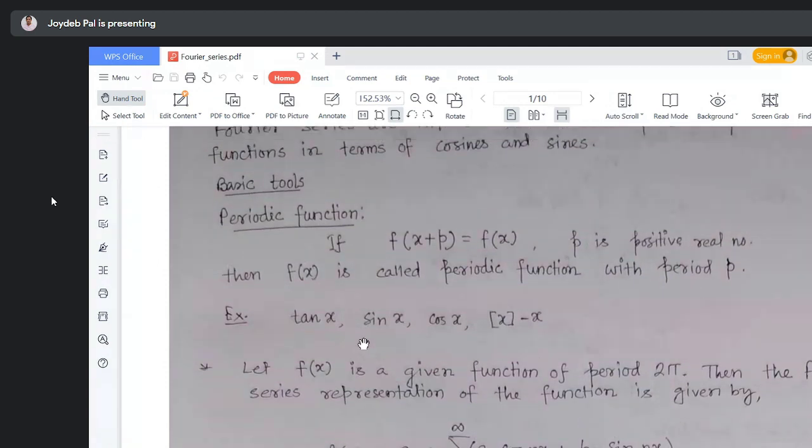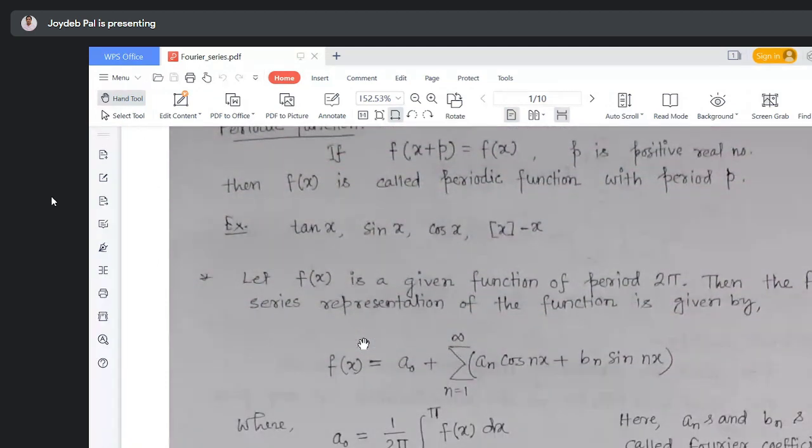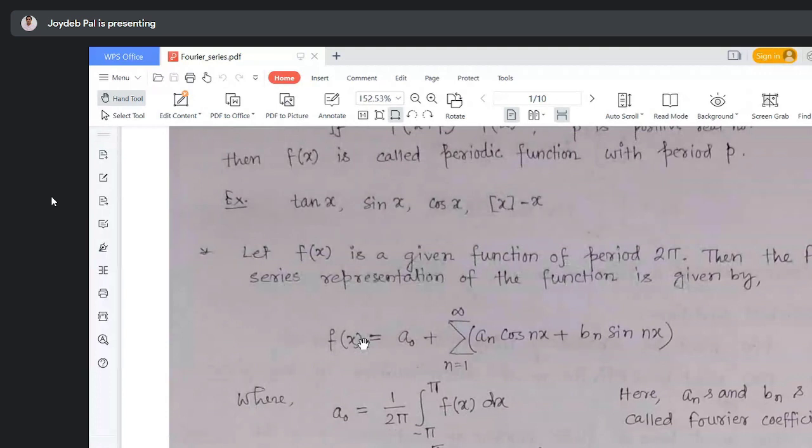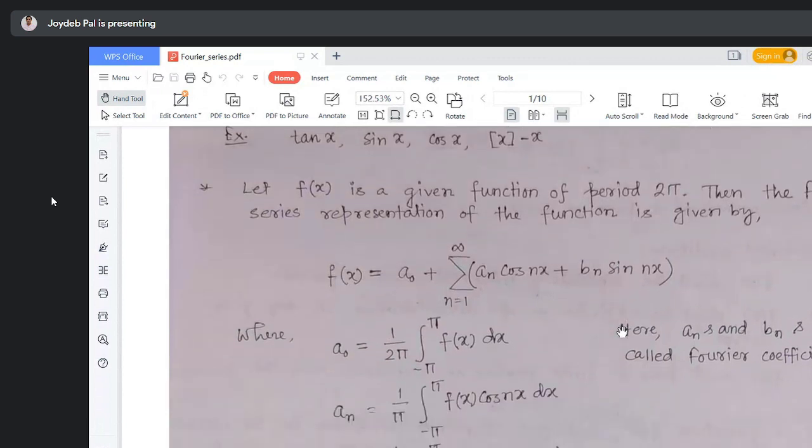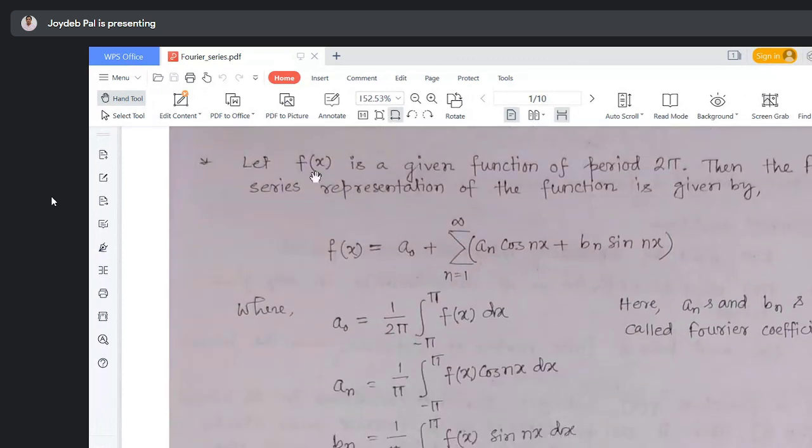Now let us come to the Fourier series representation for a periodic function. That is the main thing here in that chapter. Given a function f x, if it is asked to write the Fourier series representation, what is the formula you see?